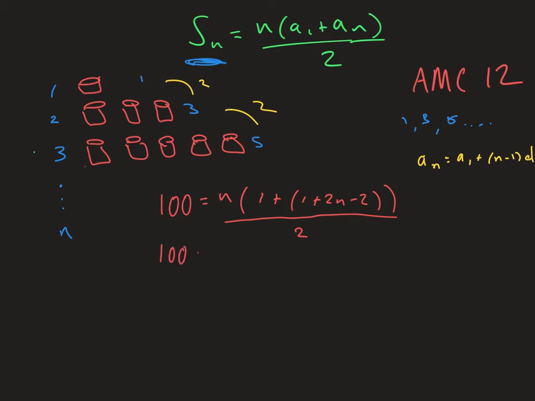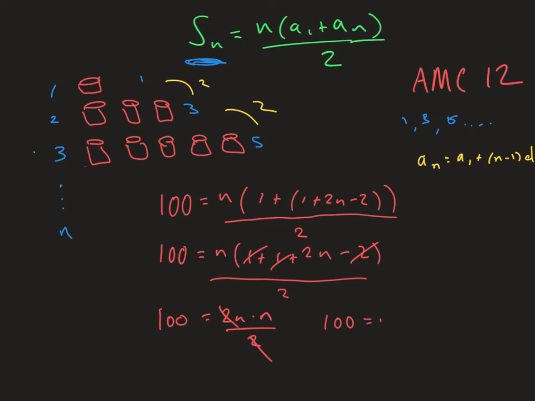Well, we can rewrite the 100. We have n times 1 plus 1 plus 2n minus 2 over 2. Well, those 1's and that 2 cancel. So we're just left with 100 equals 2n times n over 2. Well, those 2's cancel. So we're just left with 100 equals n squared. So n equals the square root of 100, which is 10. So we have 10 rows. And we solved the problem.